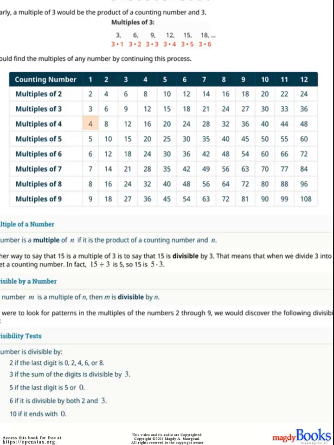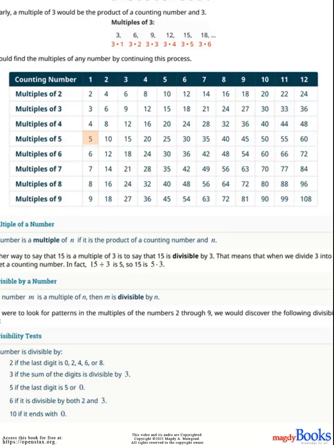Multiples of 4: 1 times 4 equals 4, 2 times 4 equals 8, 3 times 4 equals 12, 4 times 4 equals 16, 5 times 4 equals 20, 6 times 4 equals 24, 7 times 4 equals 28, 8 times 4 equals 32, 9 times 4 equals 36, 10 times 4 equals 40, 11 times 4 equals 44, 12 times 4 equals 48.